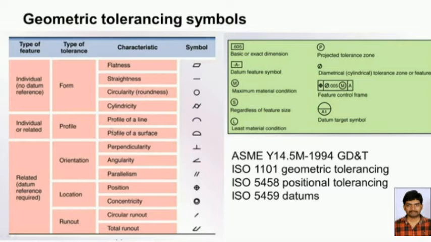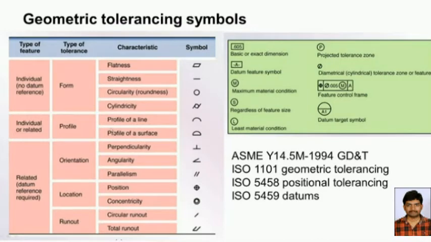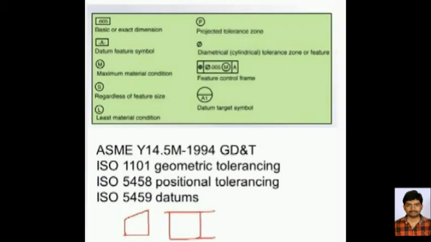And when angularity is to be known, for example, when we have some angular component like this, then angularity is shown by this particular symbol. And whenever we want to show that two lines or two surfaces should be parallel, then we use a particular symbol, similarly for location and runout. These are the symbols used.